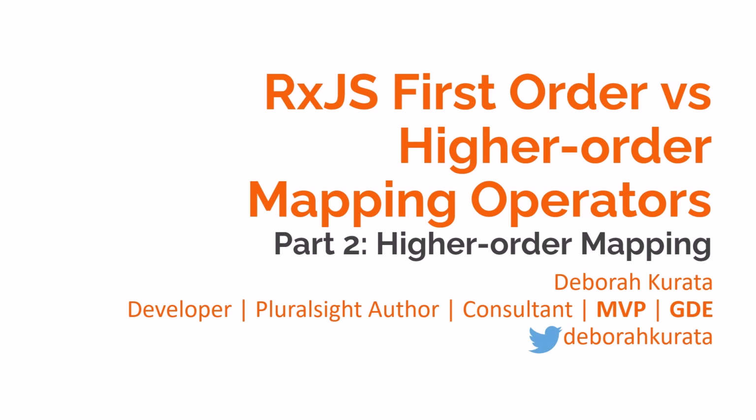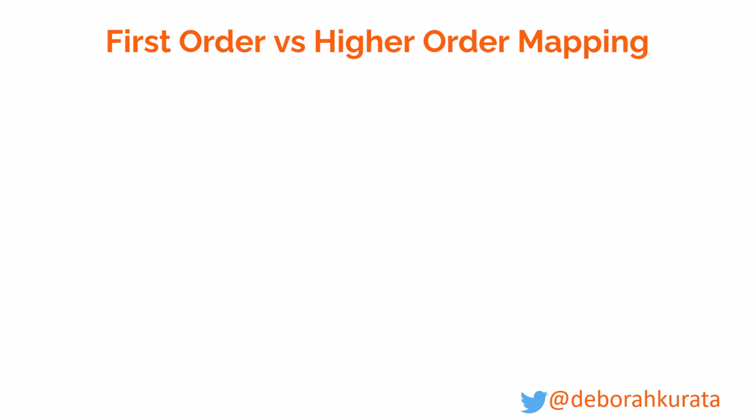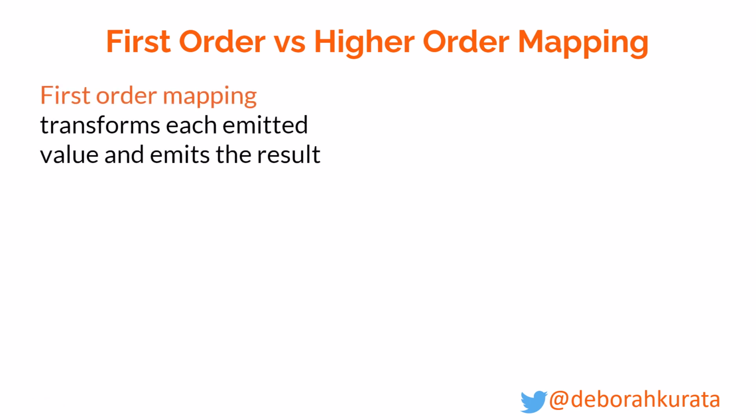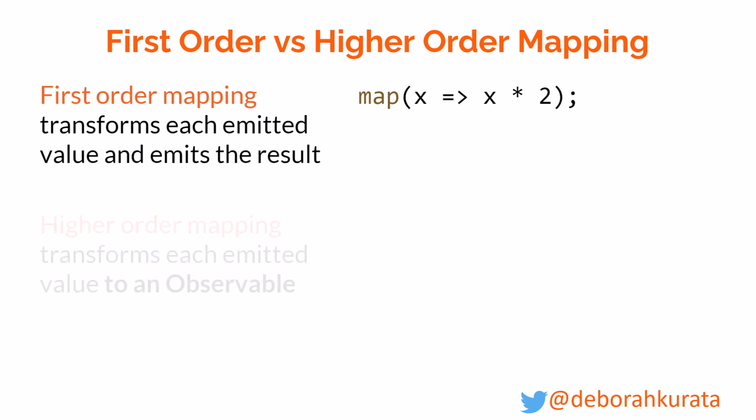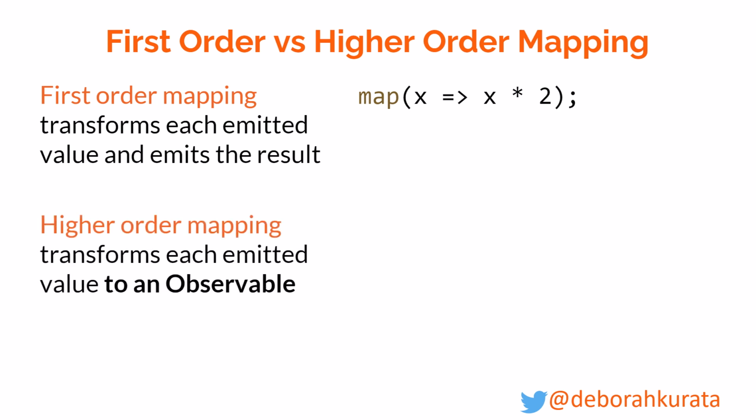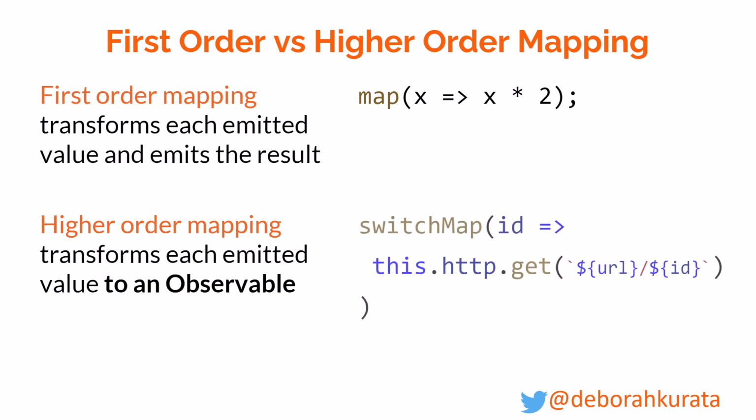So, first order versus higher order mapping. First order mapping transforms each emitted value and emits the result. So something like this: we get an emitted value into X, we multiply it by 2, and we get out the result. Higher order mapping transforms each emitted item into another observable.